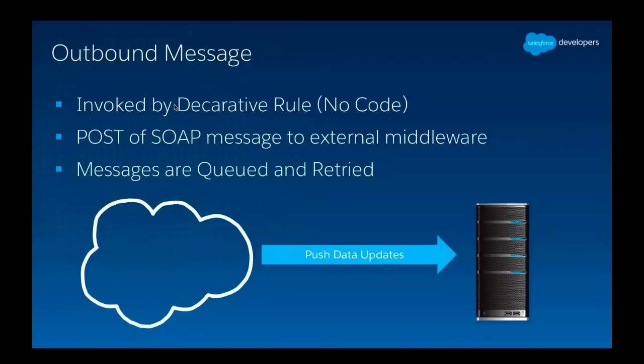Another nice thing about the outbound message feature is that it is queued and retried if necessary. So if for some reason the sending of the message failed, Salesforce will recognize that it didn't get a response from the client, and it will automatically retry that. You don't have to make the client do the work on that side.